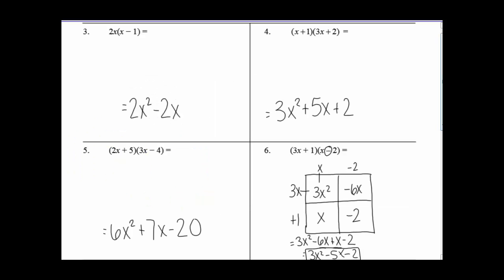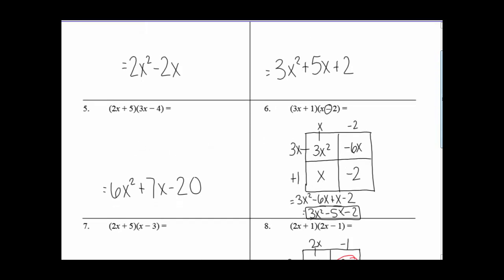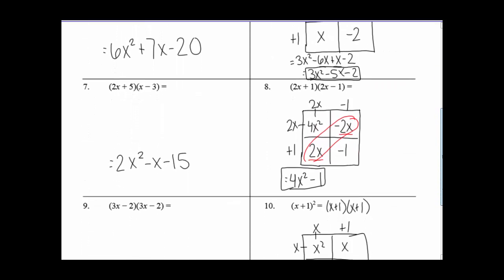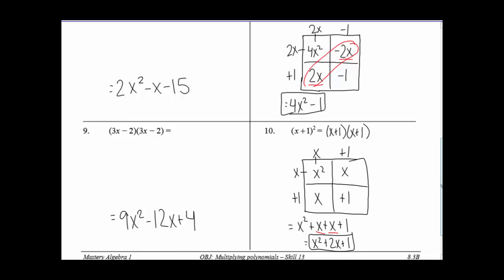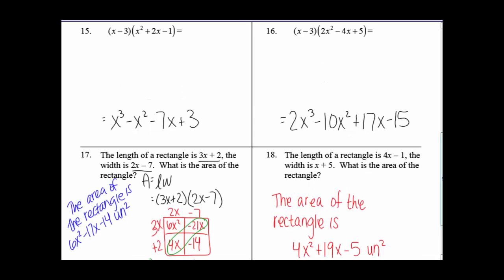Welcome back. Here's your answers for you. Remember, make sure you showed all of your work and used the box method for all of these problems. If you have any questions on any of these, please make sure you come and see us for help. And for that last one, please make sure you wrote your sentence.